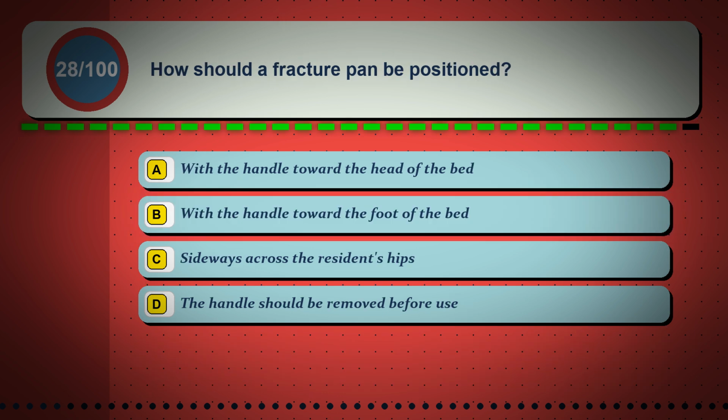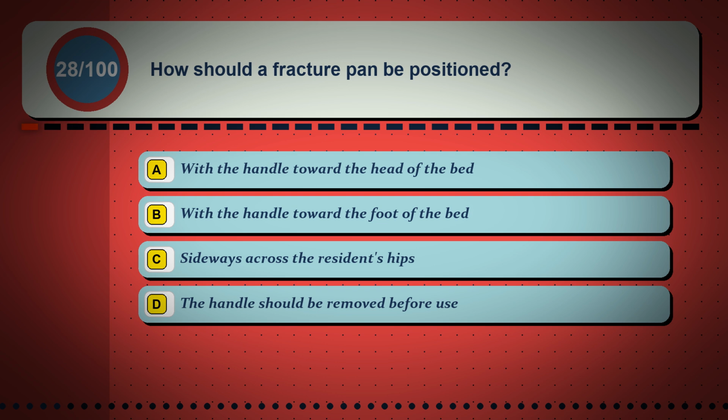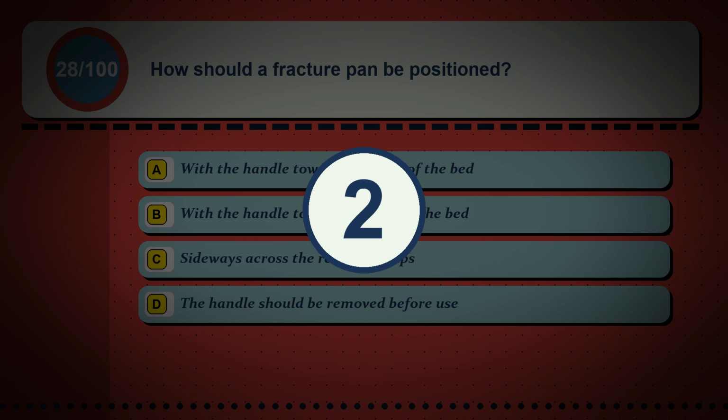Question 28. How should a fracture pan be positioned? Option A, with the handle toward the head of the bed. Option B, with the handle toward the foot of the bed. Option C, sideways across the resident's hips. Option D, the handle should be removed before use.